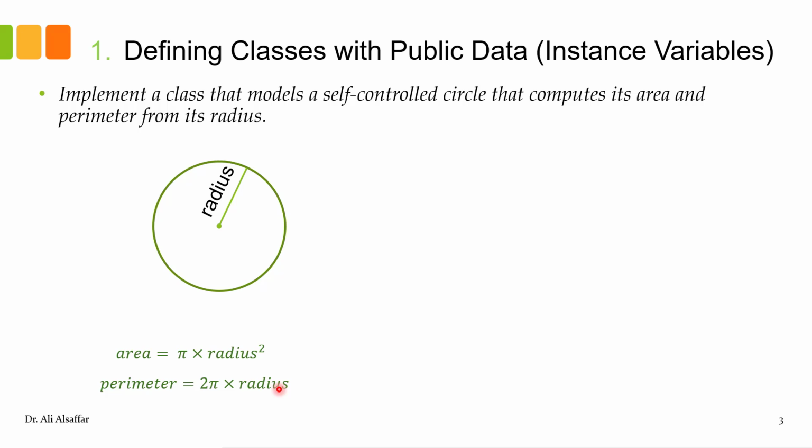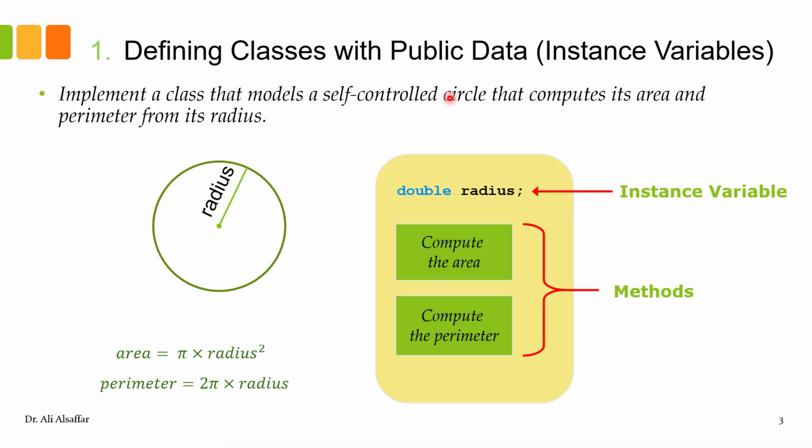So what do we need to define inside the class as data? As you notice, the circle has a radius and also a constant which is pi. But since pi is constant, we will define it inside the class as a fixed number that cannot be changed. And then we will define radius as the only data instance variable for the class. So the class will look like the following.